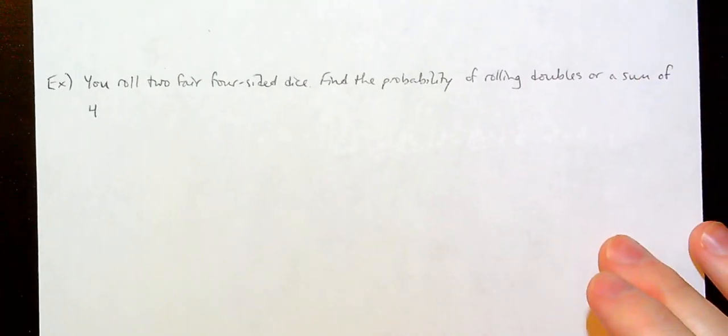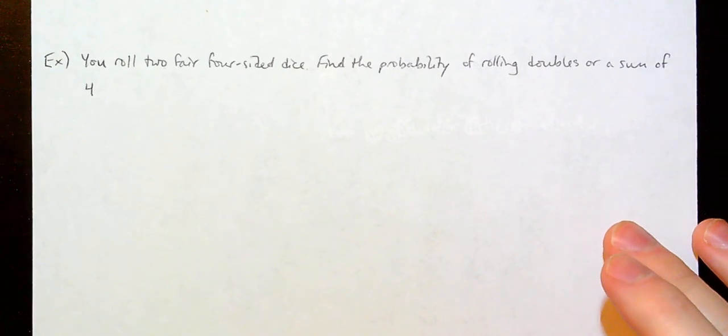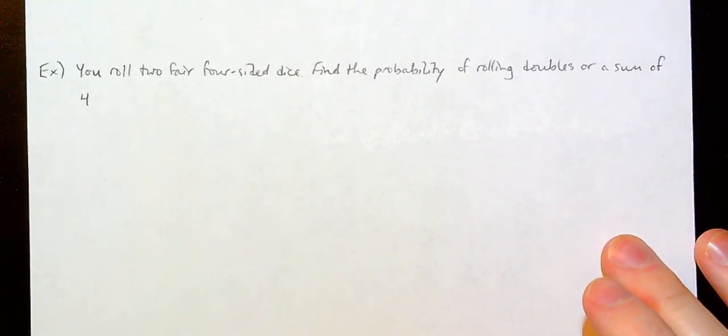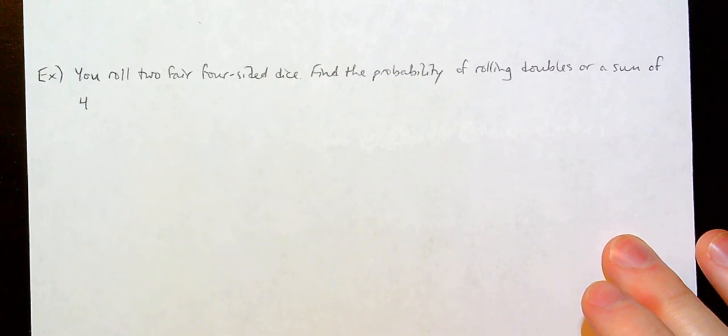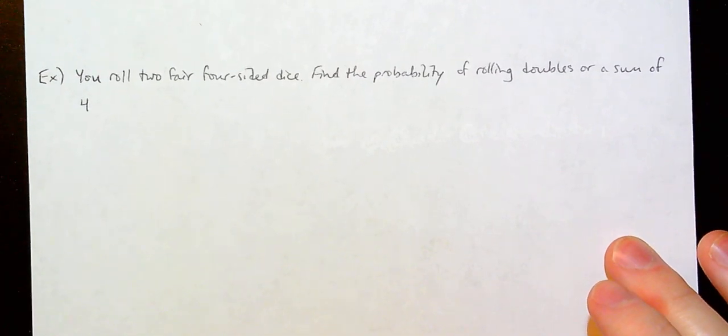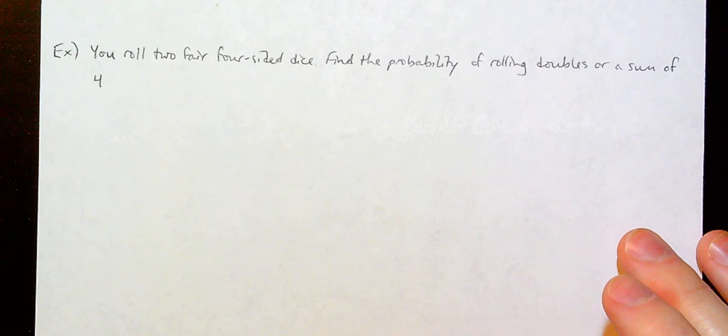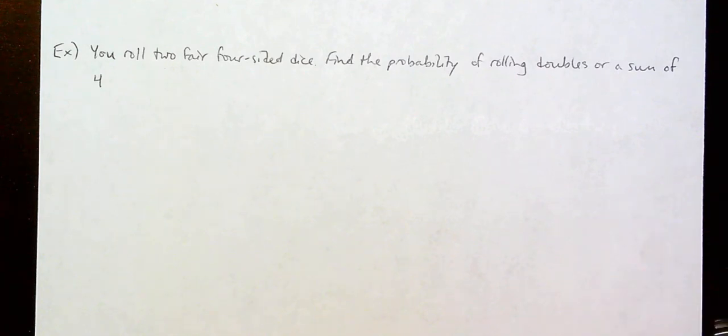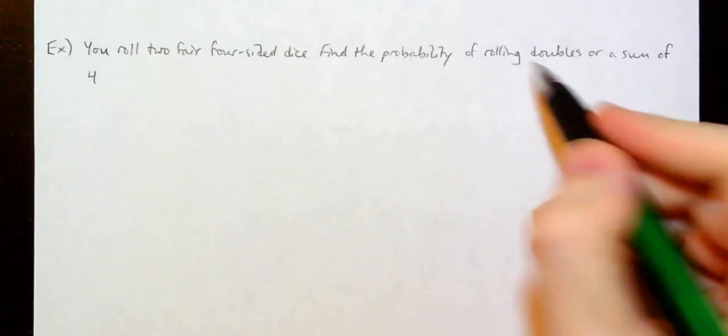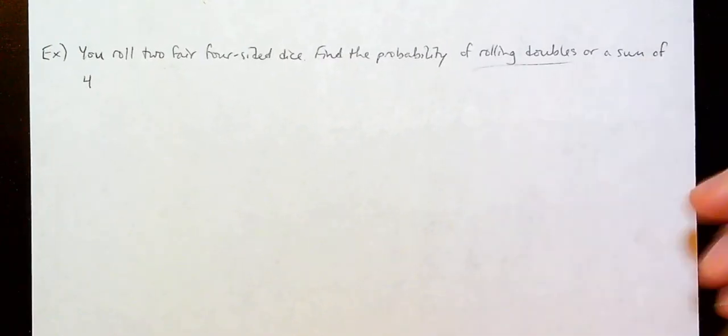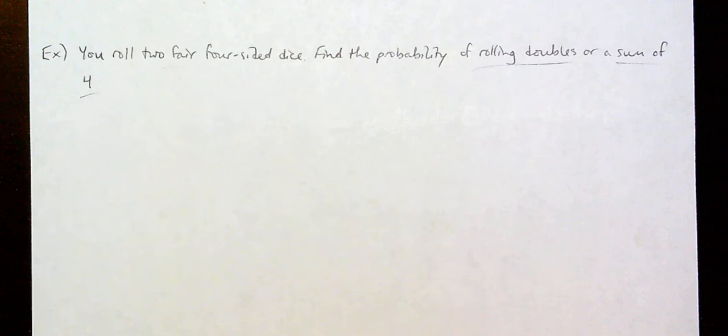The third example here, you roll 2 fair 4-sided dice. Find the probability of rolling doubles or getting a sum of 4. Now, first thing you want to do is identify, are these 2 events, rolling doubles or rolling a sum of 4, mutually exclusive?